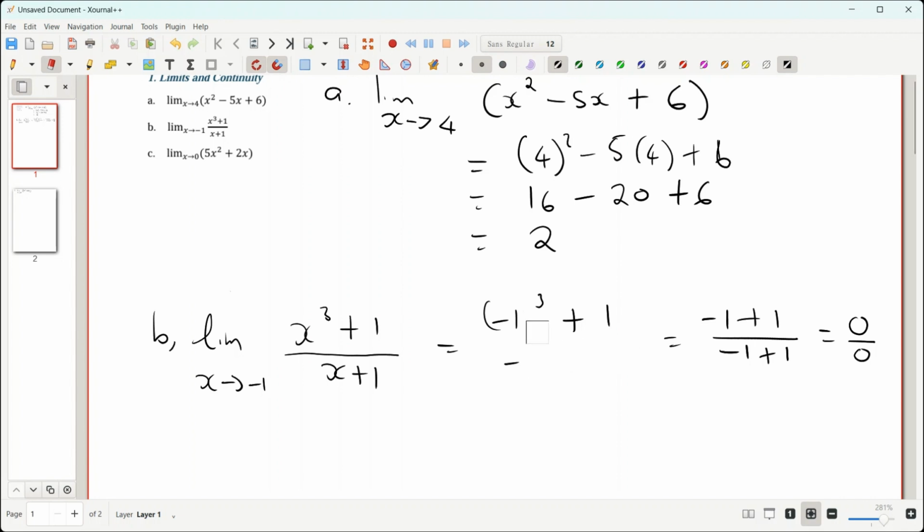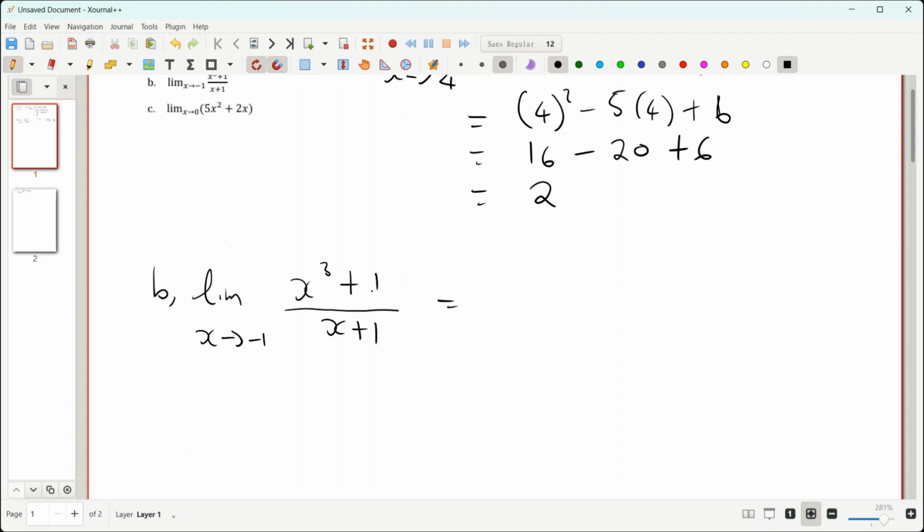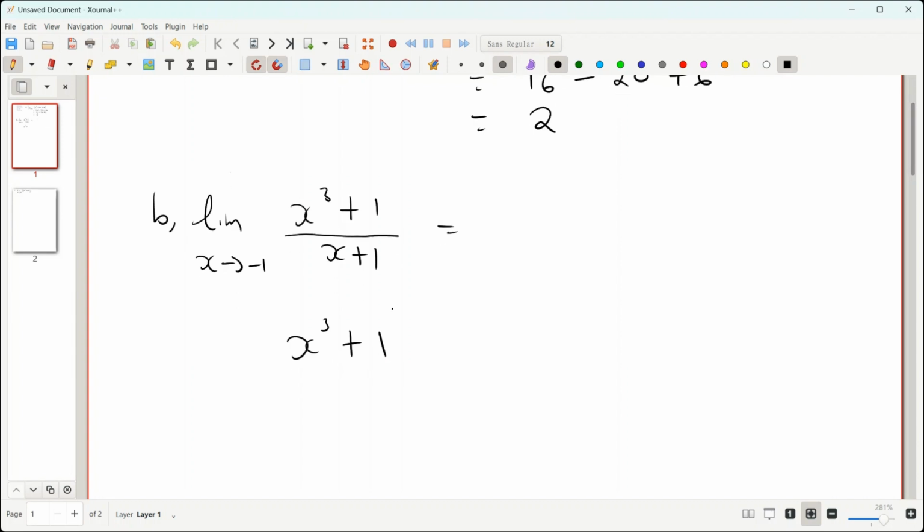So a trick that you can do here is to try to factorize your numerator and see if you can cancel with your denominator. The questions that they give you, they make sure that they always cancel. So we need to factorize our numerator first, which is x cubed plus 1. How do we factorize x cubed plus 1? We can use the method that we learned in grade 11, and that is the SOAP method.